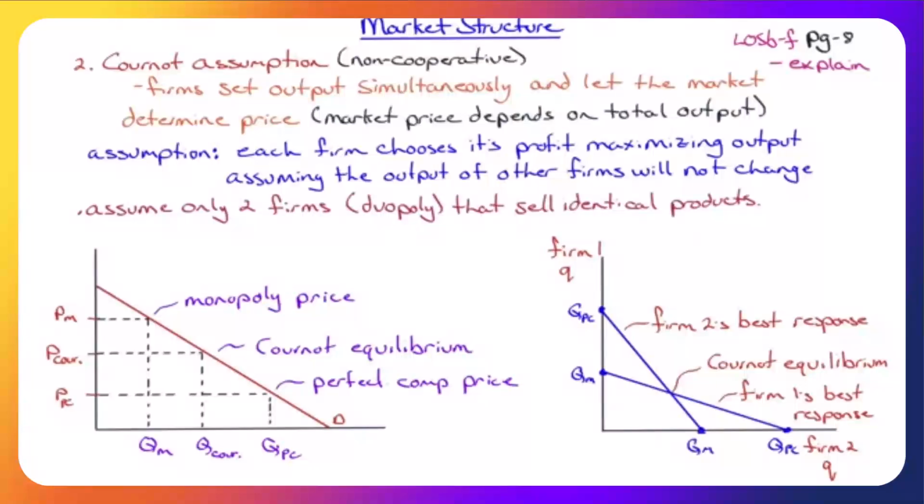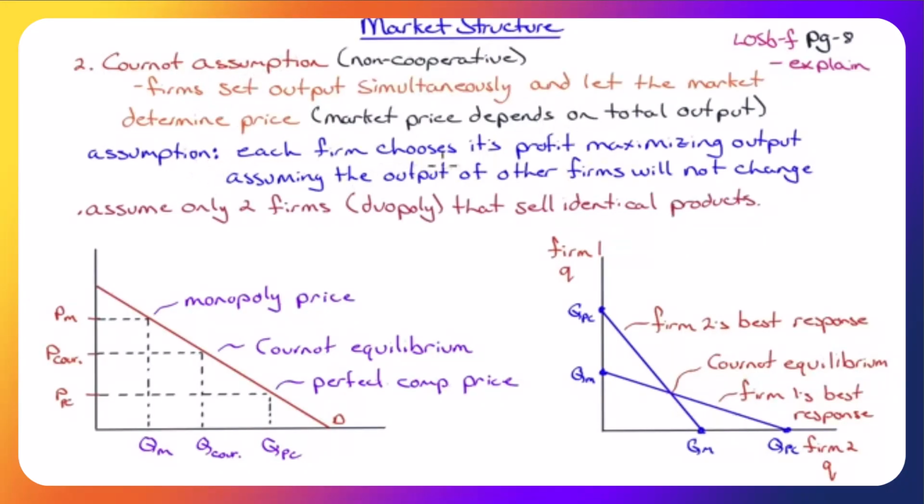All right, our second pricing strategy, the Cournot assumption, also assumes that there's no collusion going on. Firms set output simultaneously, and then they let the market determine the price. So they'll make their quantity decision, and then every firm will output the quantity that they've decided to make, and the collective output of all the firms will then determine what the price is. So market price depends on total output.